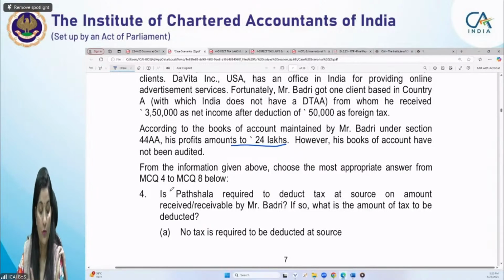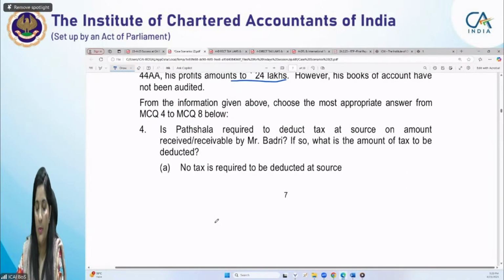5 questions, 4 to 8. Is Pathshala required to deduct tax at source on the amount received by Mr. Badri? If so, what is the amount of tax to be deducted? Pathshala is the one providing the facility to Mr. Badri for conducting his online classes.